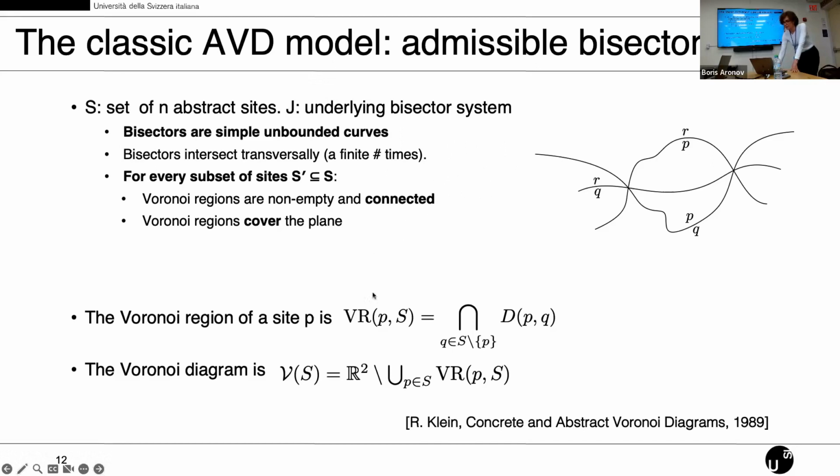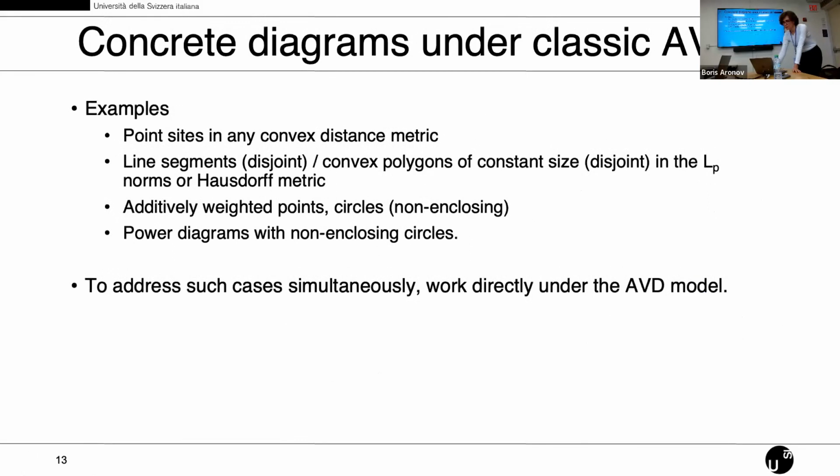So the Voronoi region of a site P is the common intersection of all the dominance regions for P. And for the Voronoi diagram, we collect the boundaries of all Voronoi regions, we get a graph, which is the Voronoi diagram for this set of sites. So this is the Voronoi region.